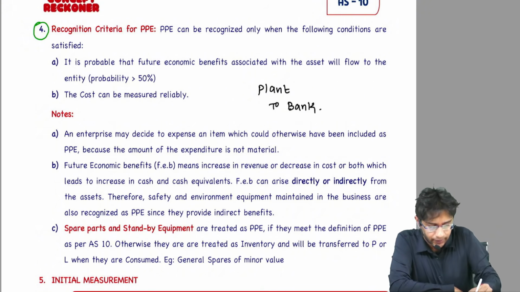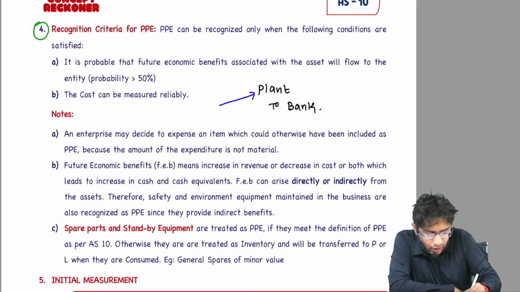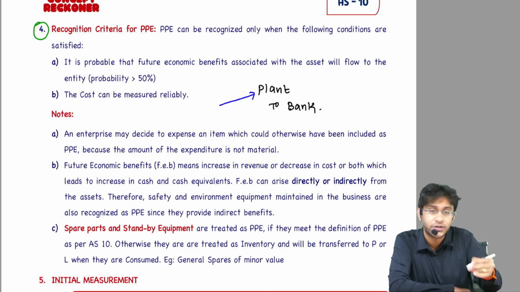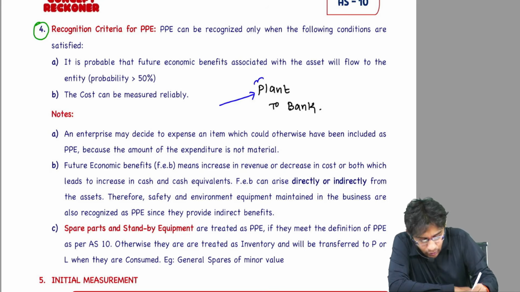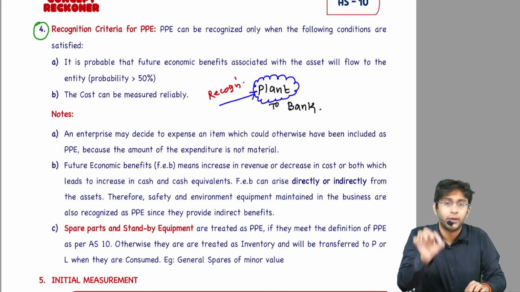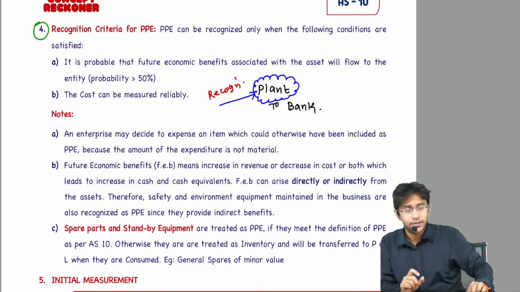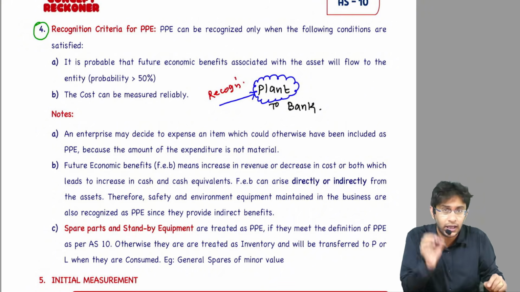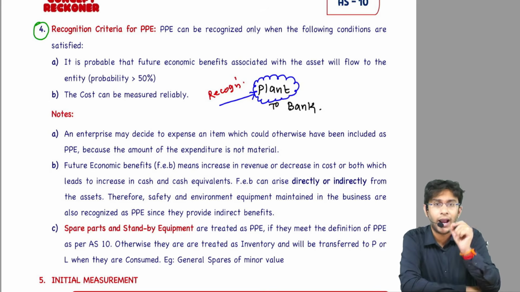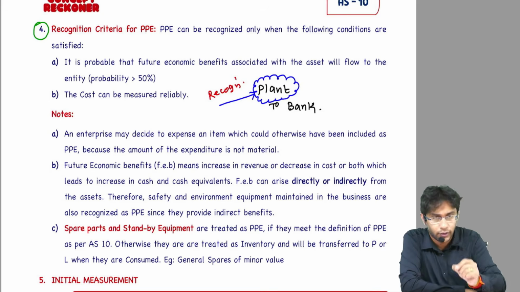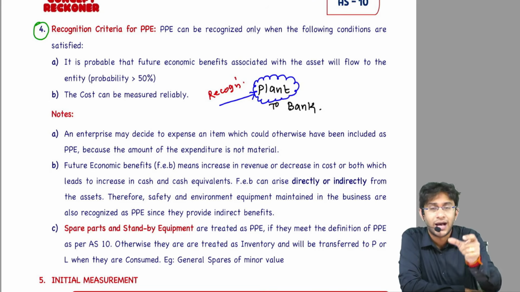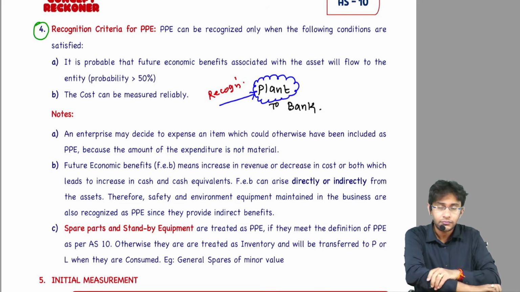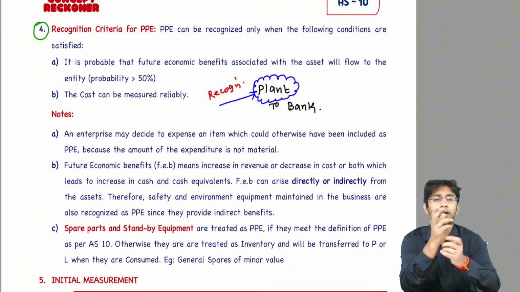By writing this entry, you are opening an account of plant, correct? A plant and machinery account you are opening. This opening of an account relating to PPE is called recognition. Recognition criteria means there are some conditions. If you fulfill these 2 conditions, only then can you write the entry. If you write the plant account debit to bank entry, you are recognizing plant as an asset in your books of accounts. So that recognition you can do when 2 conditions are satisfied.